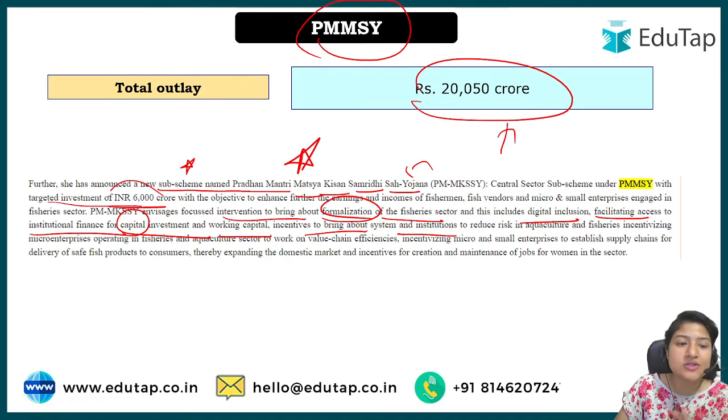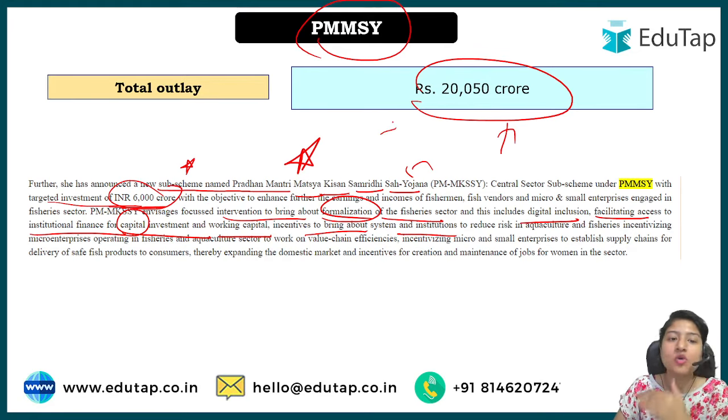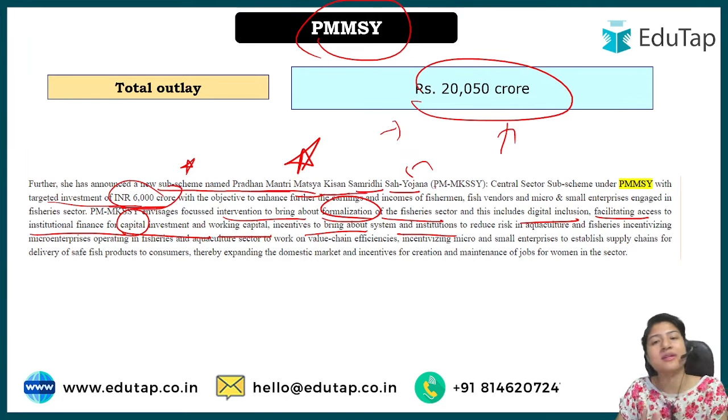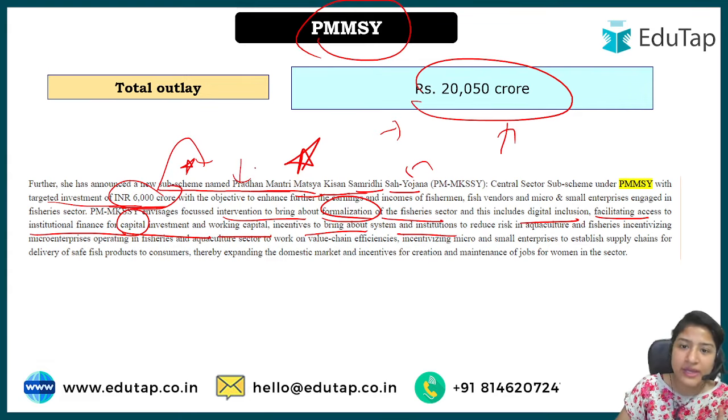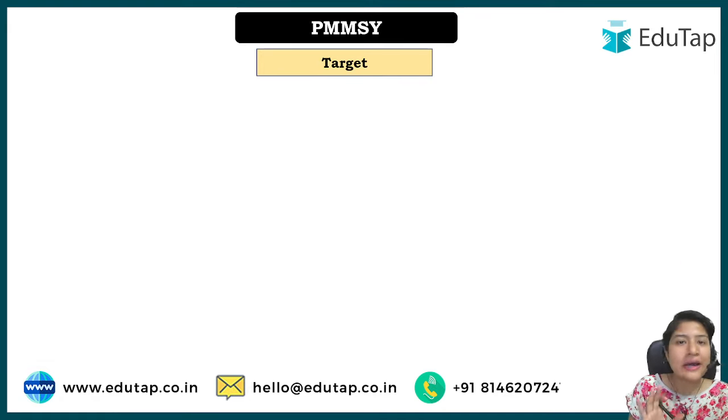So this 6,000 crore has been added to the total outlay, and this 6,000 crore will be specifically, that will be for Pradhan Mantri Matsya Kisan Samriddhi Seh Yojana. ठीक है, remember the name, remember the amount. Question can be asked directly, यार कितना for this particular component कितना पैसा दिया गया है. ठीक है, see now let's talk about the target of this particular scheme.